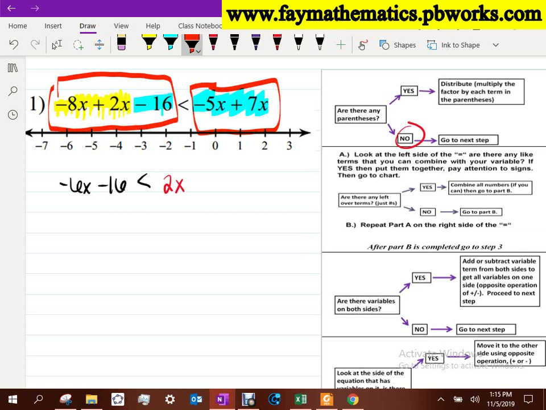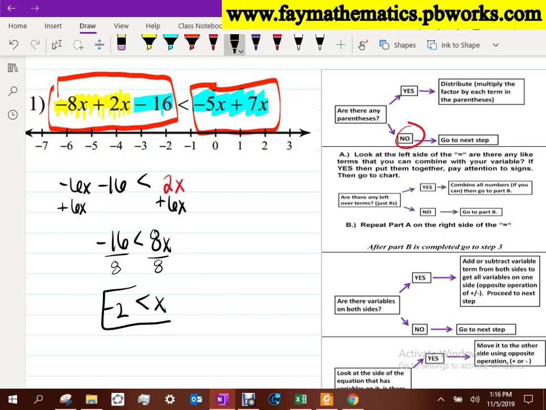Once I've done that, now I've got x's on both sides, and I need them all on one side. Now I'm going to add 6x here and add 6x there. Okay, does that make sense? At this stage you've got options. So let's finish with negative 16, or adding 6x. I get negative 16 is less than 8x, right? Divide by 8. Need x to be greater than negative 2. So that's an option.